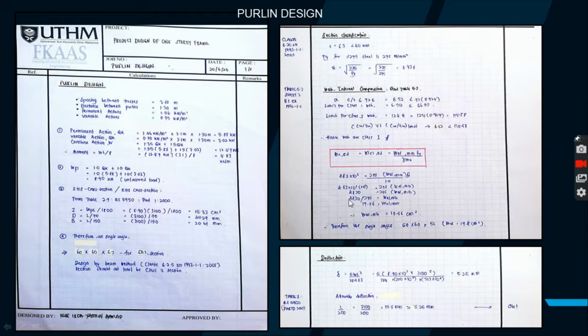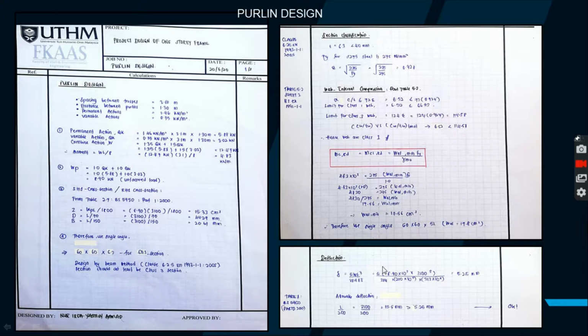So using the MCRD formula, which is MCLRD, we need to find WEL minimum. So to find the WEL minimum, we got 17.56 centimeter cube. Therefore, using the angle 60 by 16 by 52, which is WEL 17.8 centimeter cube.